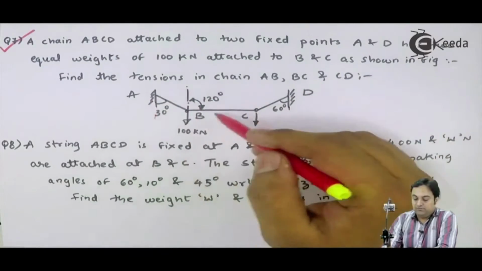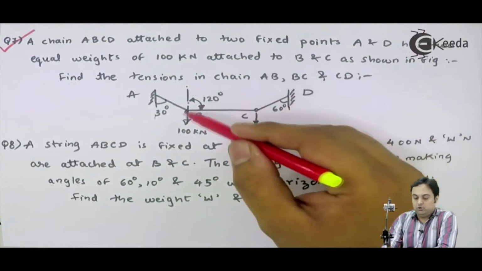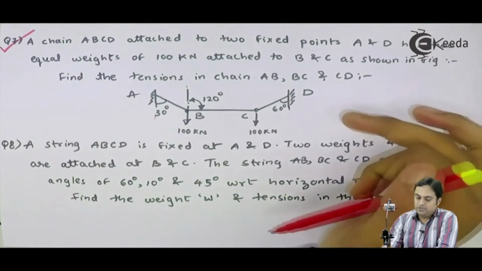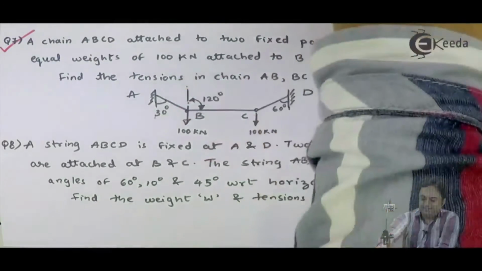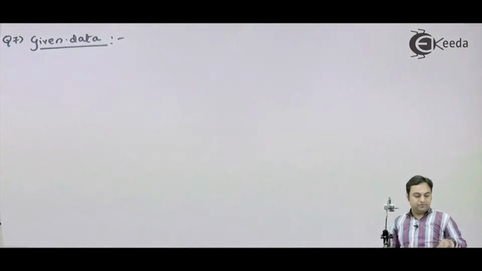And out of the 4 points, A and D are fixed. Load is applied at B and C and the value of load is 100 kilonewton. So let us try to solve this problem by writing the data first. I'll write the data for this question. For writing the data, I will be drawing the diagram again which they have given.